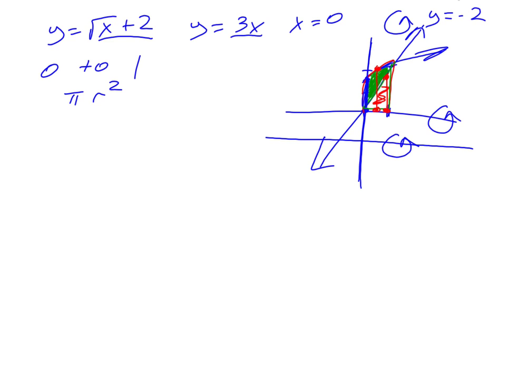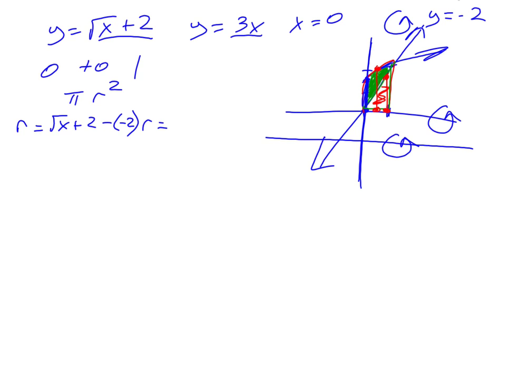The radii will change. So I still need 2 radii. Why do I need 2 R's? It's not in constant contact. In fact, in this case, it doesn't touch at all, does it? Because we're rotating around y equals -2, it does not touch at all. So who can give me the first R? Square root of x plus 2 minus a -2 gives me my first R.